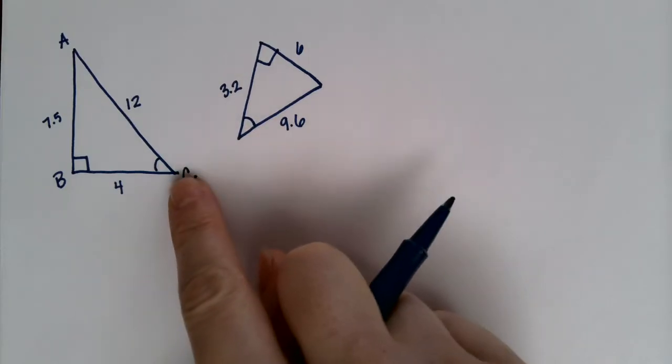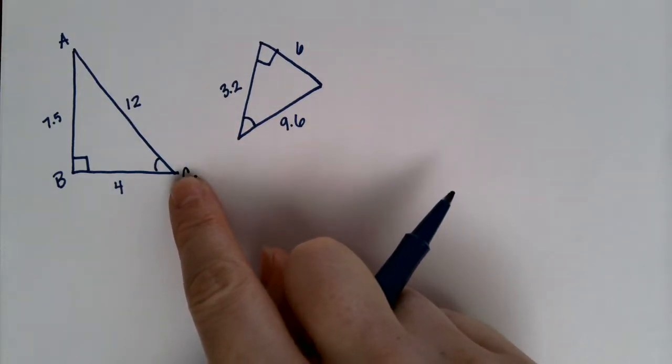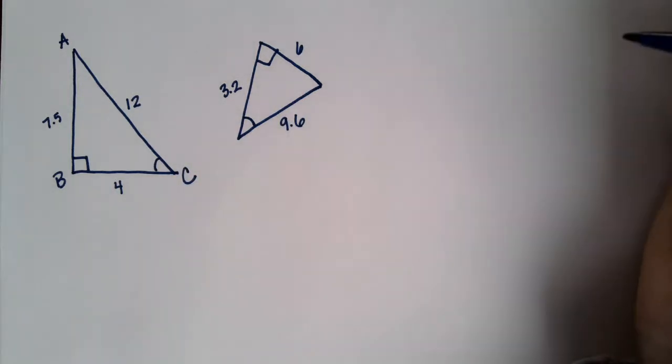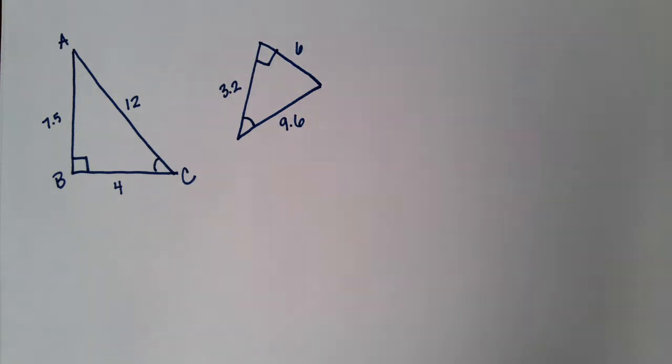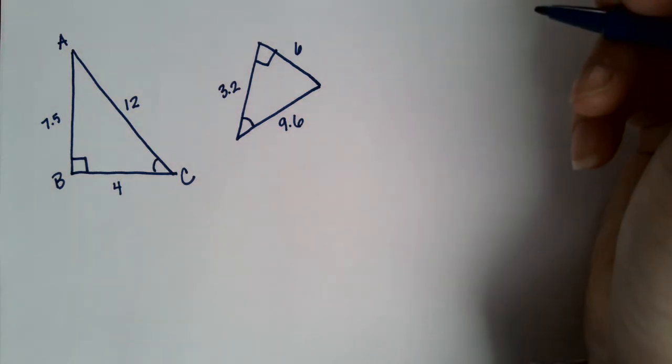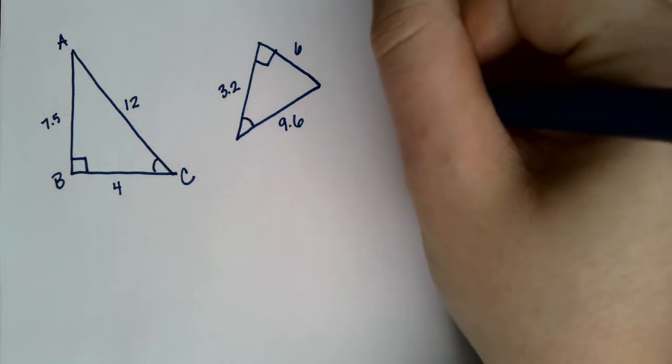Now that we have this drawn, we want to prove that these are similar using the definition of similarity. The definition of similarity tells us that we have corresponding congruent angles and corresponding proportional sides. The first thing I want to do is identify all of my corresponding angles.